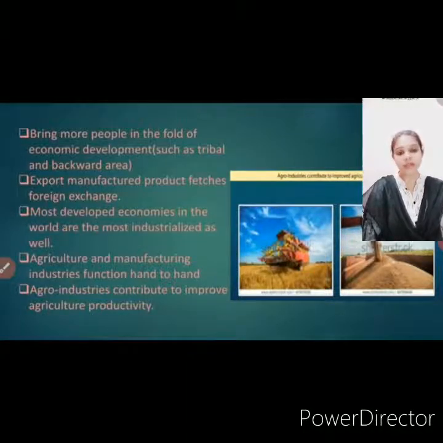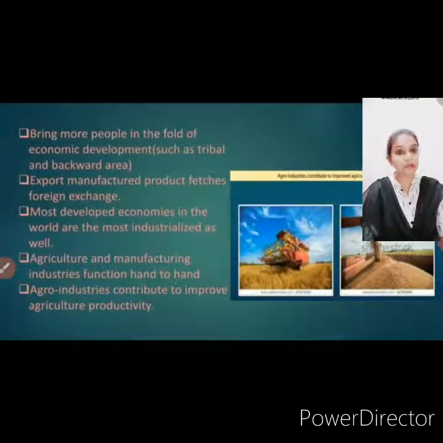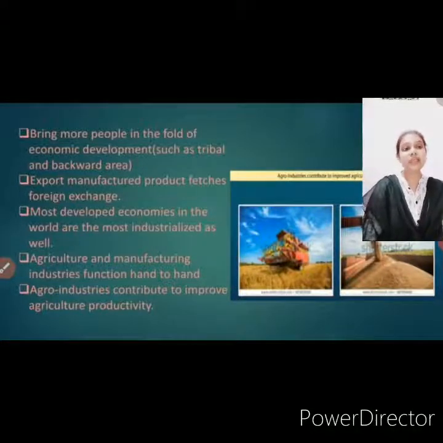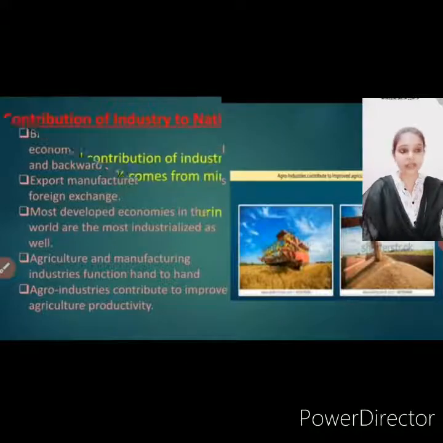Agriculture and manufacturing industries function hand in hand, which I've already explained to you, and agro-based industries contribute to improving agricultural productivity. You know, children, that export of manufactured goods brings foreign exchange as well, and it helps in transforming raw materials into a wide variety of finished goods of higher value. It helps in eradication of unemployment and poverty from the country.